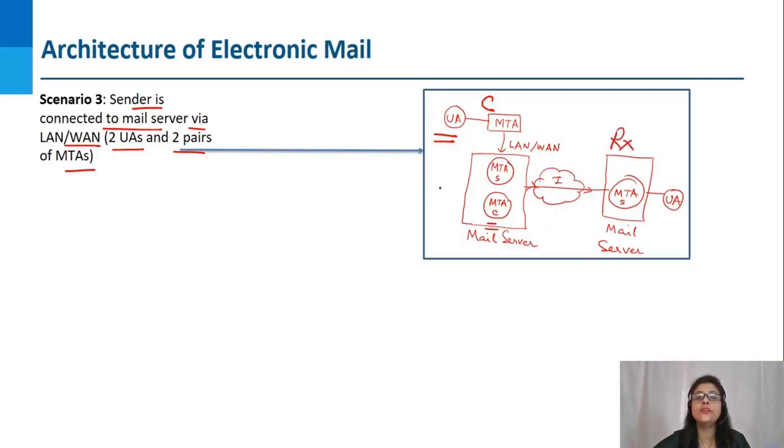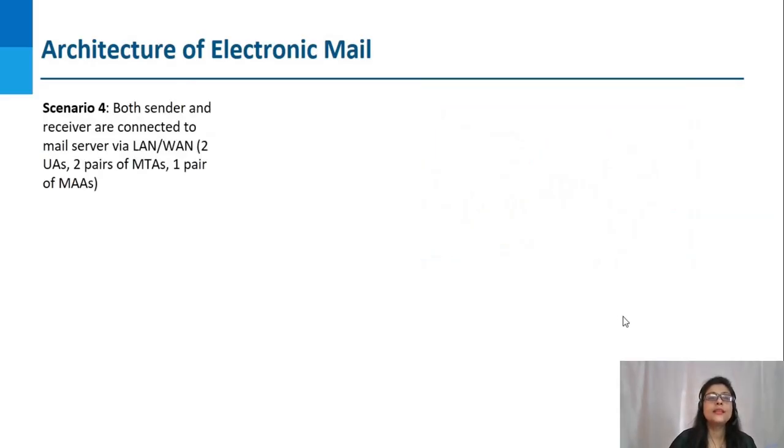So this is the receiver and this is the sender. Since the receiver is directly connected to the mail server, 1 MTA is enough. That MTA will transfer the message and the user agent at this site will retrieve the message. Let us understand scenario 4 here. Here both the sender and the receiver are connected to their mail servers via the LAN and the WAN.